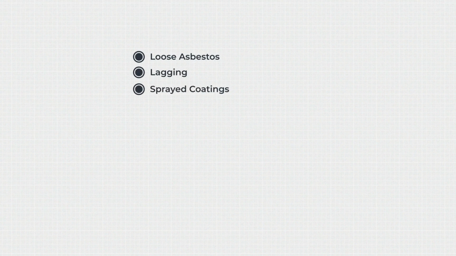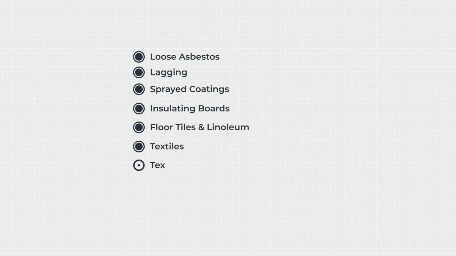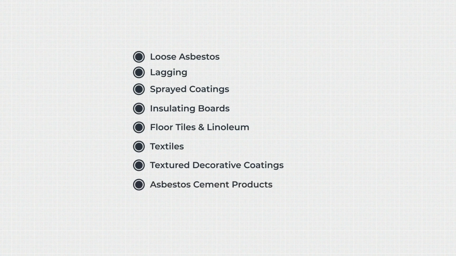Loose asbestos in cavities where it has been used as insulation, lagging around pipes and boilers, sprayed coatings, sometimes known as limpet asbestos, insulating boards used in partition walls and ceiling tiles, floor tiles and linoleum, textiles, textured decorative coatings such as Artex and some types of paint, asbestos cement products such as pipes, building sheets and roofing, and other building materials such as ropes, paper, felts, coated metal, sealants, bonding agents and reinforced plastics.